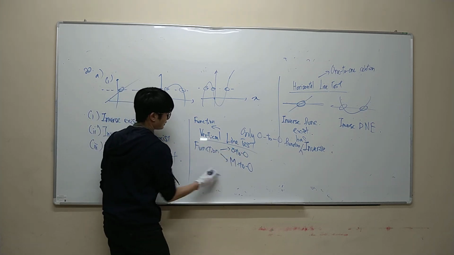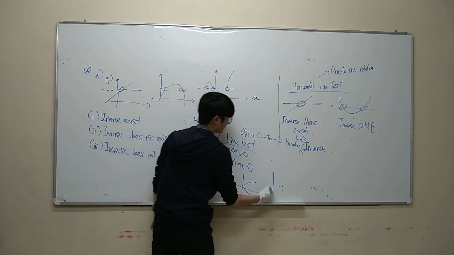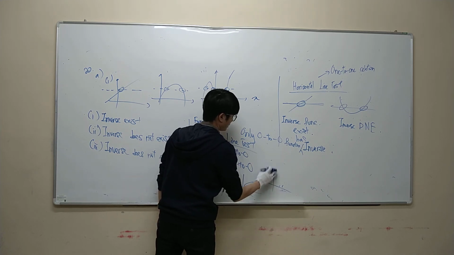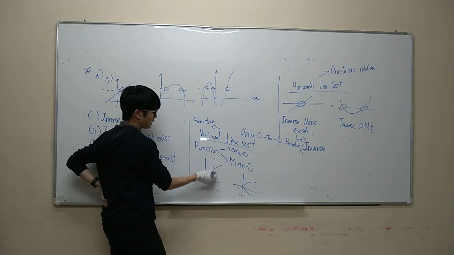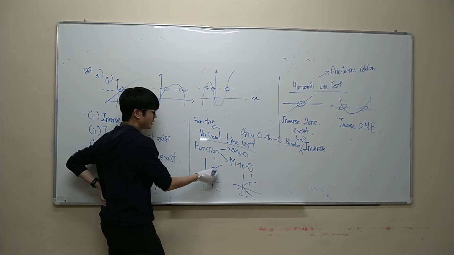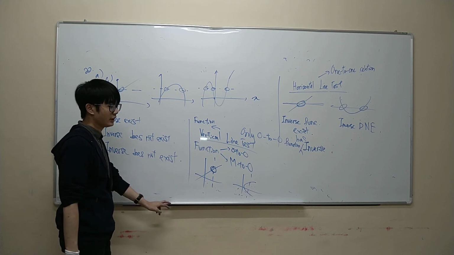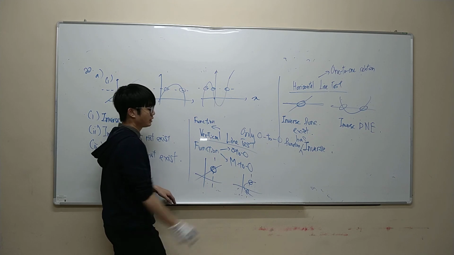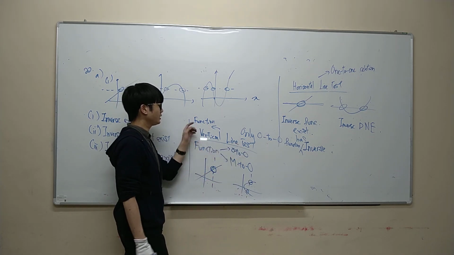For example, I draw a line like this. So vertical line test: draw a vertical line. If the vertical line intersects one point, then it means this is a function. Okay? This is a function. But this one, is this a function? It's not a function, because it intersects two points.